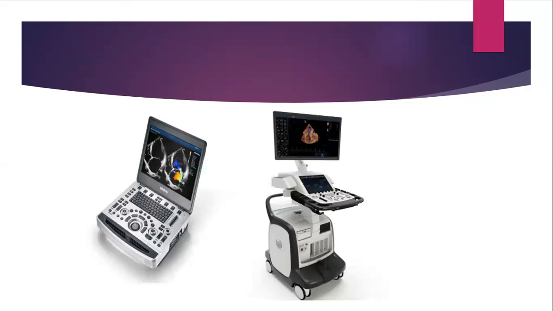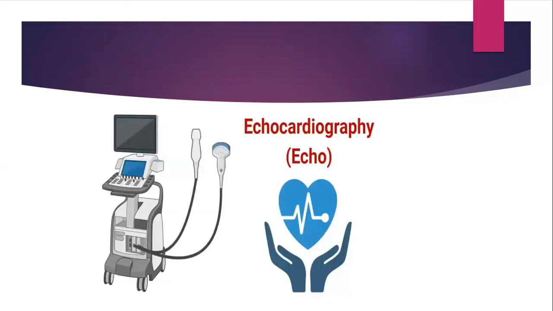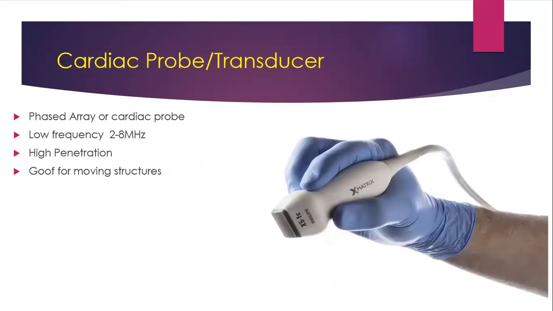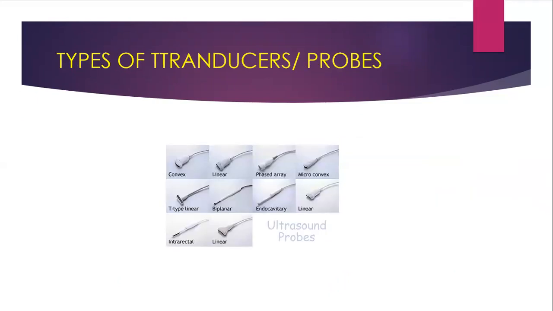So that is an example of an ultrasound machine. You can call that an echocardiogram, or echo, using the cardiac probe. The cardiac probe transducer is a phased array, low frequency of 2 to 8 megahertz, with high penetration, good for moving structures because the heart is always moving.